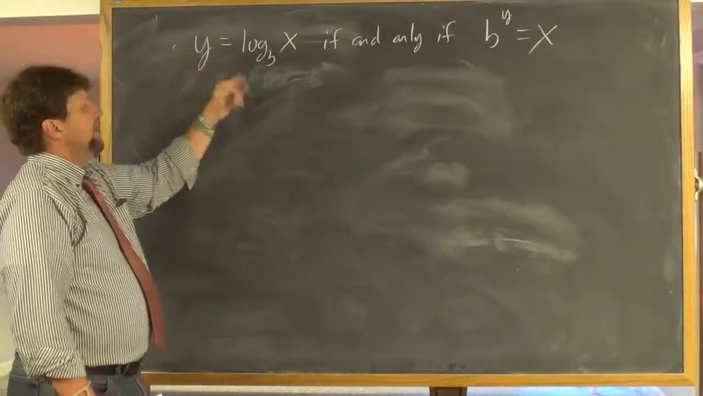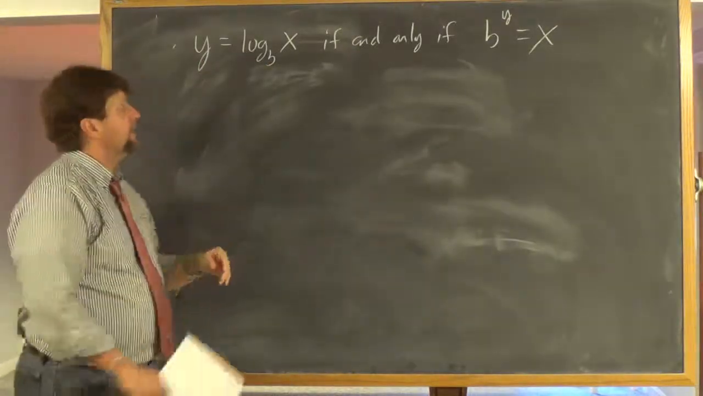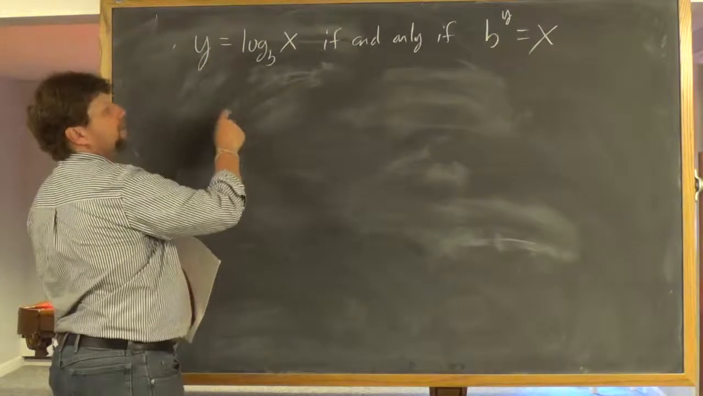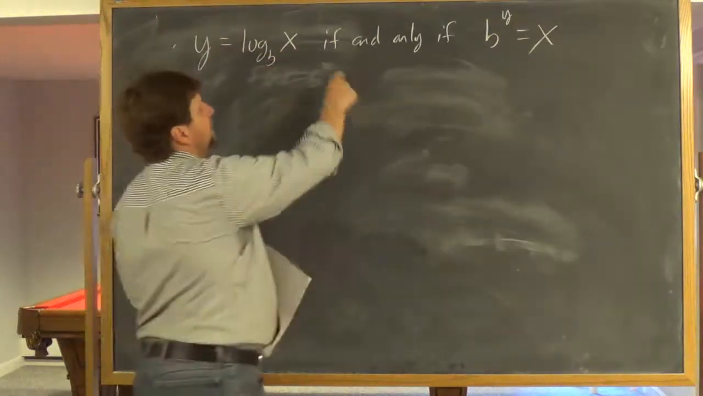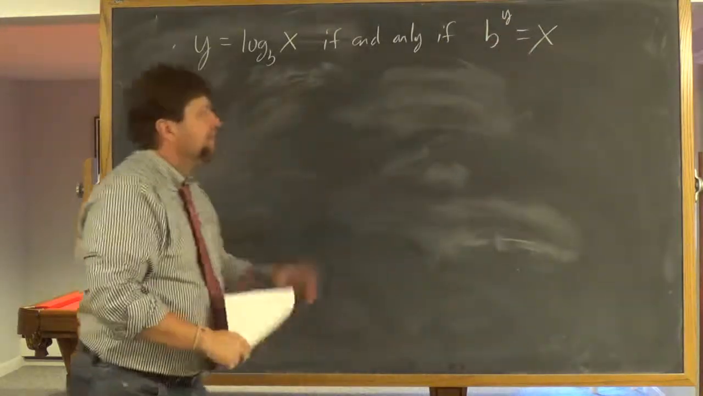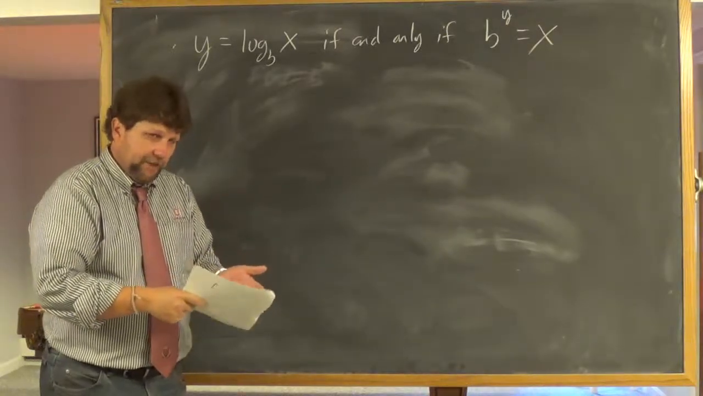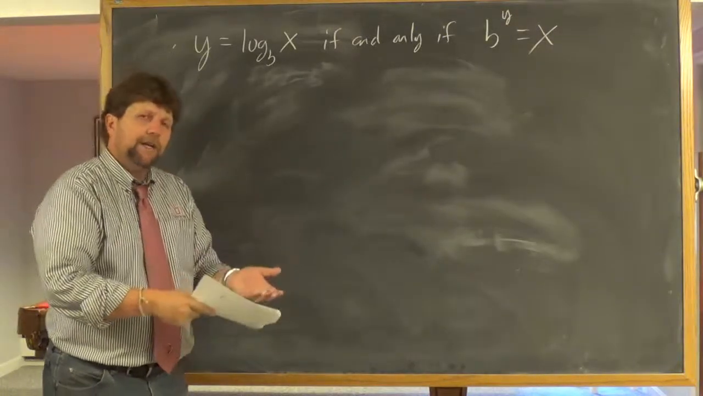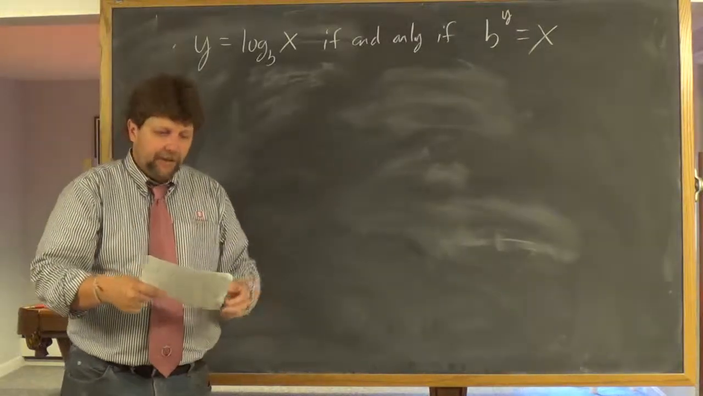If you see y equals, and log is short for logarithm, so if you see y equals log base b of x, that's true if and only if b to the y is equal to x. This little statement reminds us of the relationship between an exponential function and a logarithmic function, that they are inverses of each other.